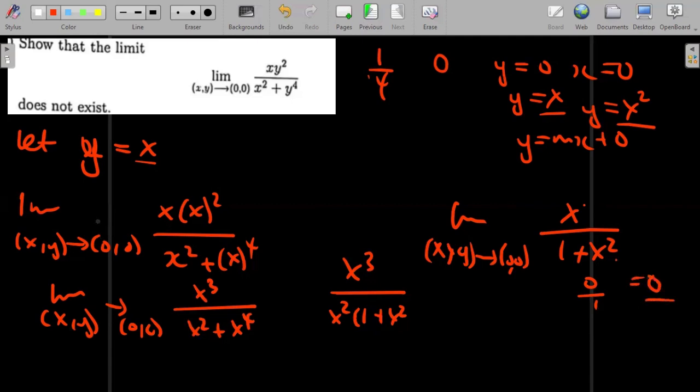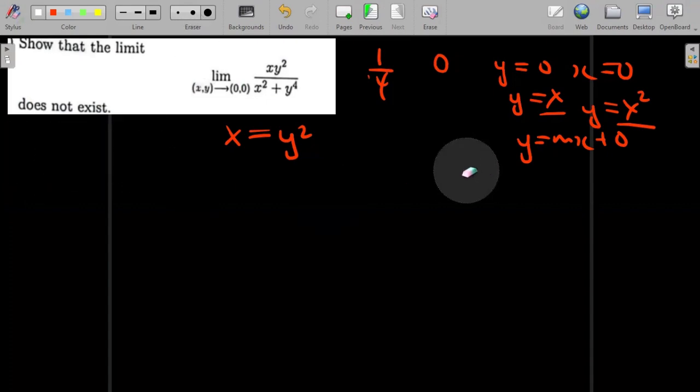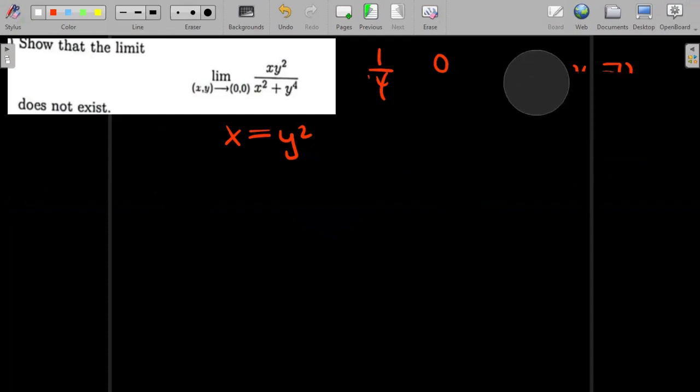So let me check another one. Let me say I check, let x equal to y. Able to see it now? Hello? Are you able to see where I'm writing from? Yes, I can. Okay.